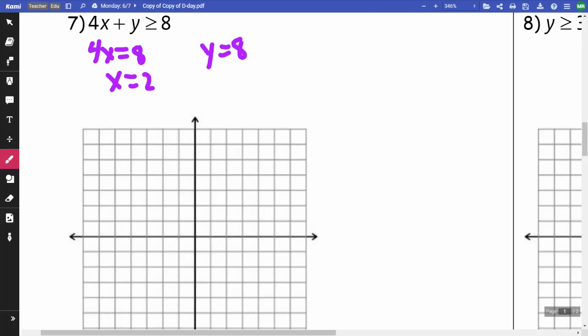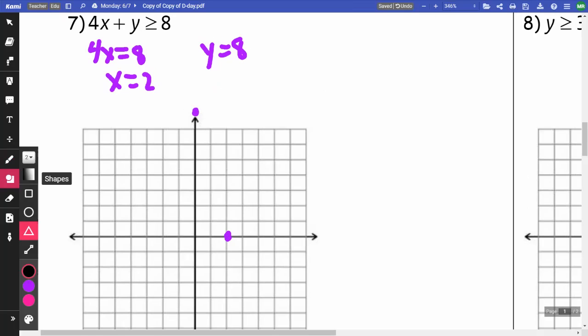So 1, 2, 3, 4, 5, 6, 7, 8. I'm off by 1. And 2. And then this is going to be a solid line. Let me actually use a line.